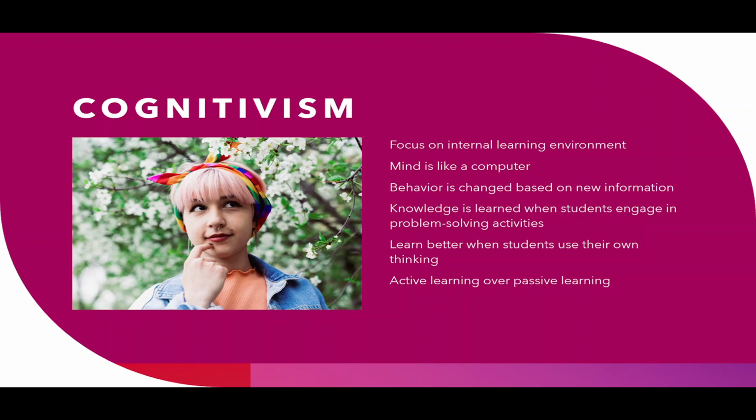The cognitive learning theory focuses on the internal learning environment. Learning is affected by prior learning, information processing, storage retrieval, and activation. The mind is seen like a computer processing information. Behavior change is based on the student receiving new information. Students learn best when they engage in problem-solving activities because they can use their own thinking. Learning should be active whenever possible. For example, students completing a case study are actively learning and processing information on their own. Passive learning, like listening to a lecture, is a lower level of learning.